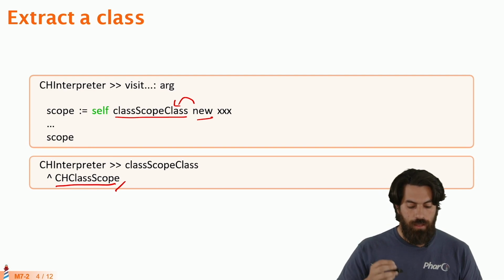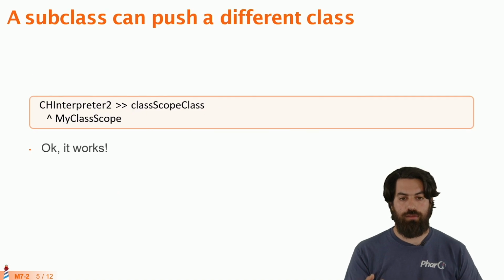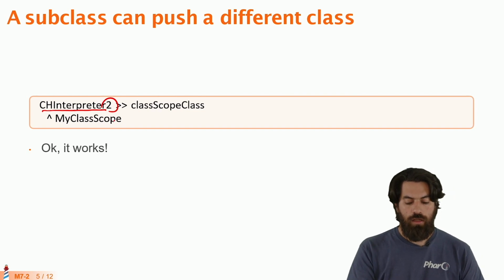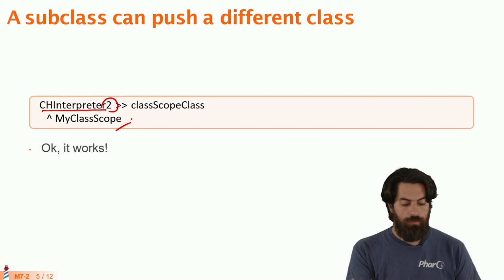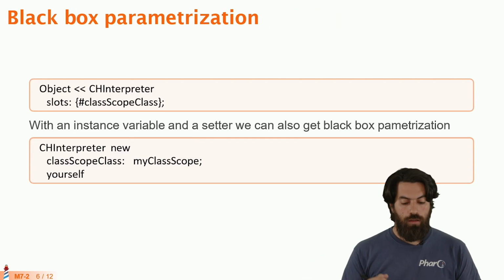So, the first clear conclusion of this solution is that we can create subclasses of our class, like for example, we can have CHInterpreter2 that can redefine that method and use a different class. So now we are able to extend our implementation by just redefining our class and redefining just one little method.